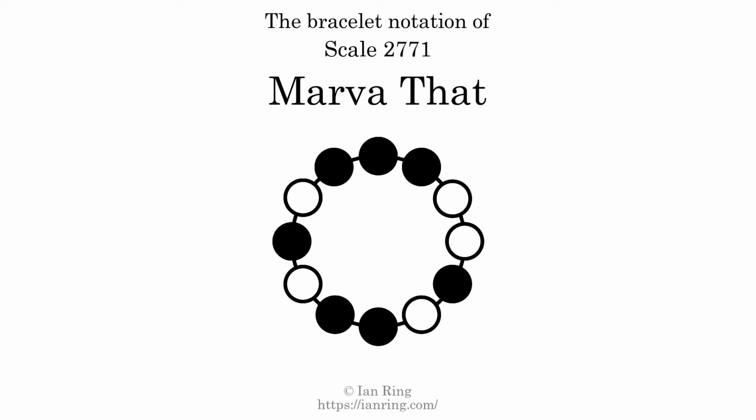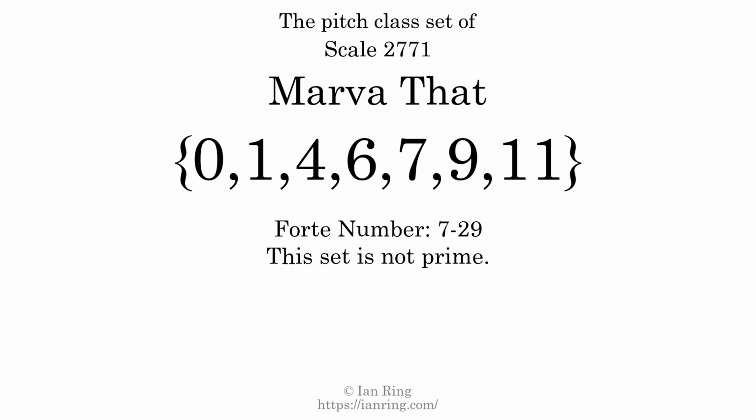This is a bracelet notation diagram of scale 2771. The shaded circles represent tones that appear in the scale, and they are read clockwise, starting at the top. The pitch class set for this scale is 0, 1, 4, 6, 7, 9, 11. The fault class is 729. This set is not prime.